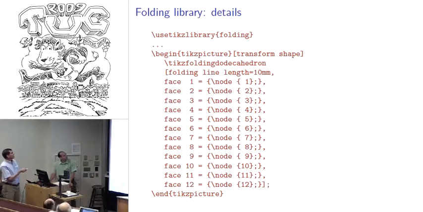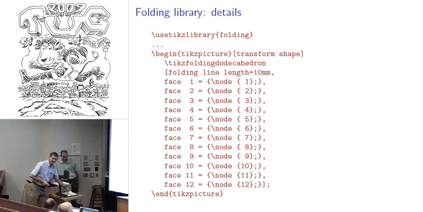It comes from the folding library, and you get to specify how long you want each edge of the solid. And then you get to specify what goes in each of the 12 faces. In this case, it's a rather boring choice, 1 through 12. But you could make those 1 through 12 anything else that you can imagine typesetting with TeX. So if you want to put a calendar, or in this case graphics generated from TeX, you can do that.